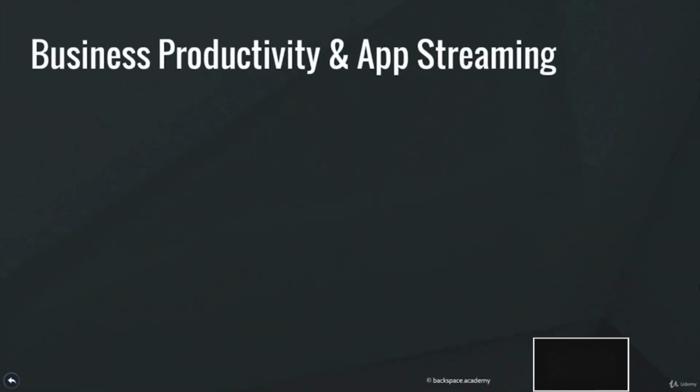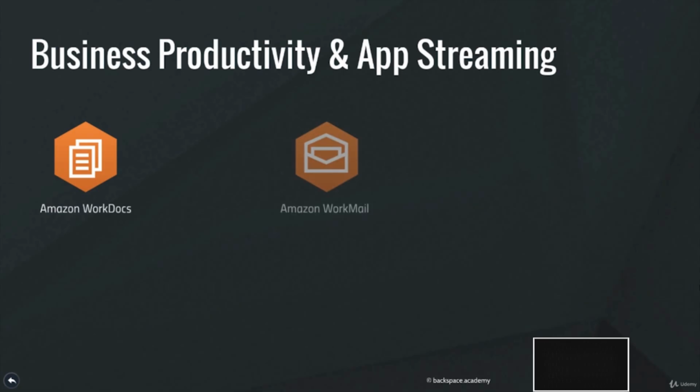So let's have a look at the business productivity and desktop streaming applications. Amazon WorkDocs is a secure, fully managed file collaboration and management service in the AWS cloud. The web client allows you to view and provide feedback for over 35 different file types, including Microsoft Office file types and PDF. Amazon WorkMail is a secure, managed business email and calendar service. Amazon Chime is an online meeting service in the AWS cloud.